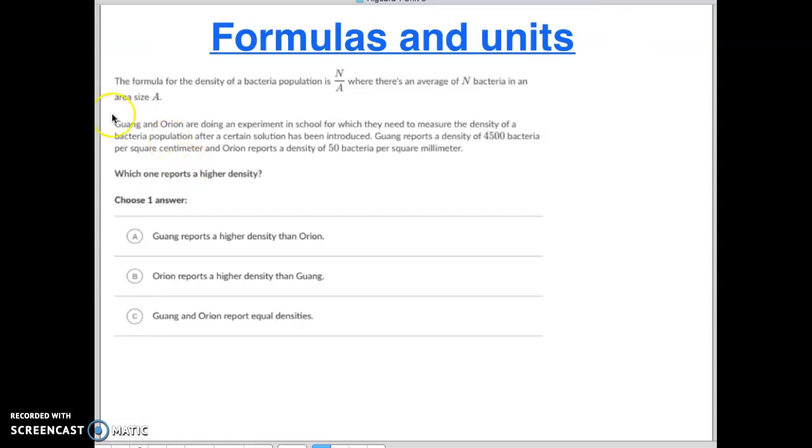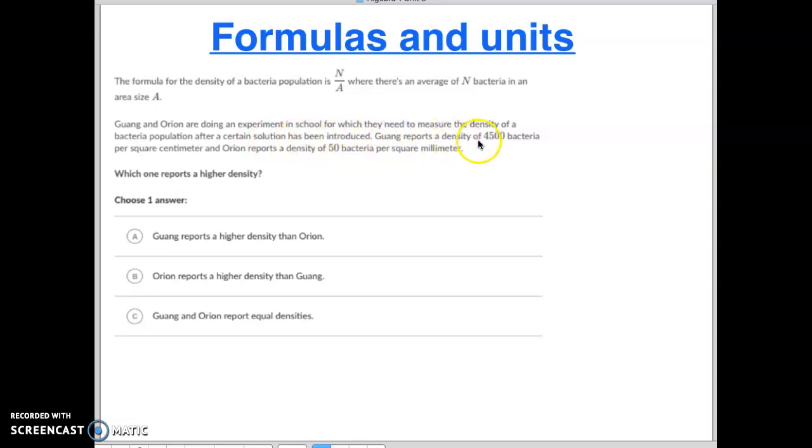what you're simply doing is you're taking this word problem and you have to choose the thing. So the formula for the density of bacteria is known as your N over A, where N is the number of bacteria and A represents the area size. Okay. So I can't pronounce these people. Gong, I don't know what that is. Some G-Man and Orion are doing an experiment in school for which they need to measure the density of the bacteria population for a certain solution, which has been introduced.